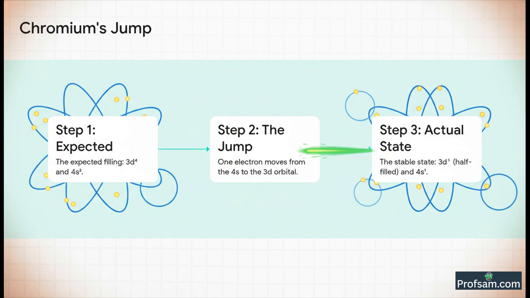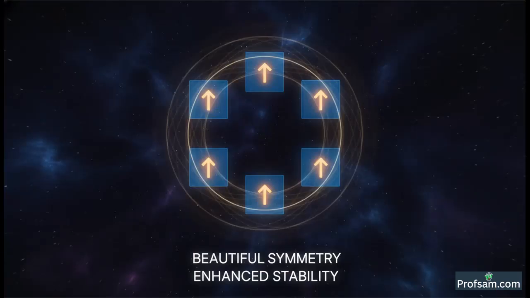This leads us to the final, actual, stable state. Now you can see the 3d orbital is perfectly half-filled, d5, and the 4s orbital has 1 electron. This arrangement is just much more stable. And this just shows the point so beautifully.